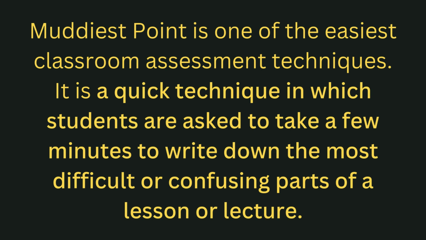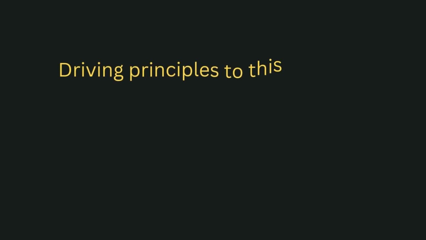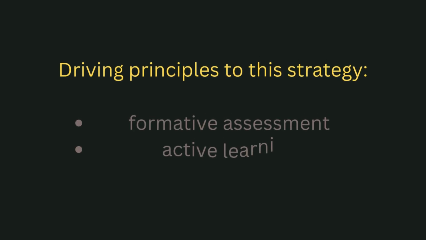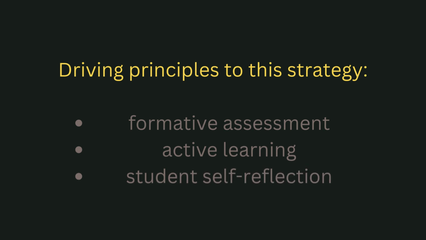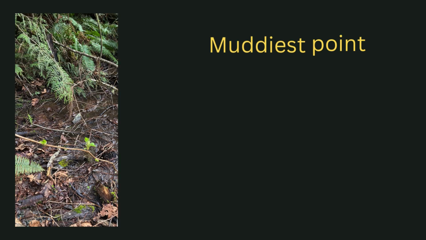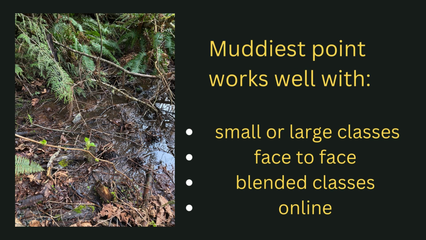It is a quick technique in which students are asked to take a few minutes to write down the most difficult or confusing parts of a lesson or lecture. This technique gives students the opportunity to point out what they are most unclear or confused about and is a great learning opportunity. Driving principles of this strategy: formative assessment, active learning, student self-reflection. Muddiest Point works well with small and large classes, face-to-face classes, blended classes, and online classes.